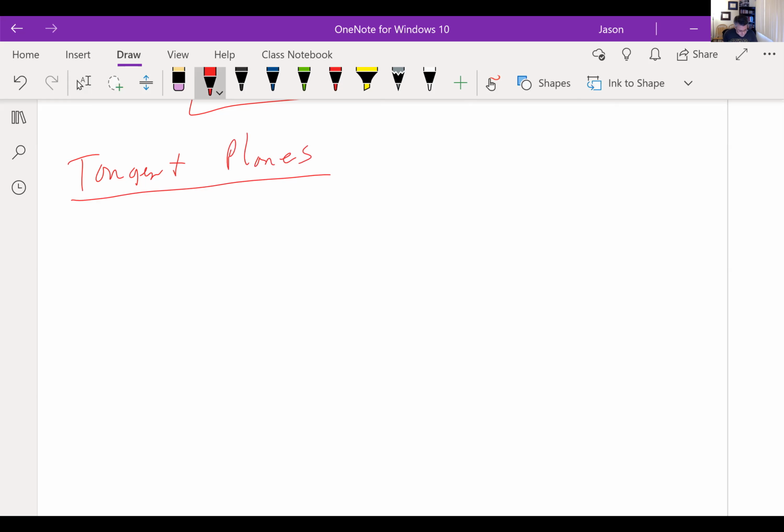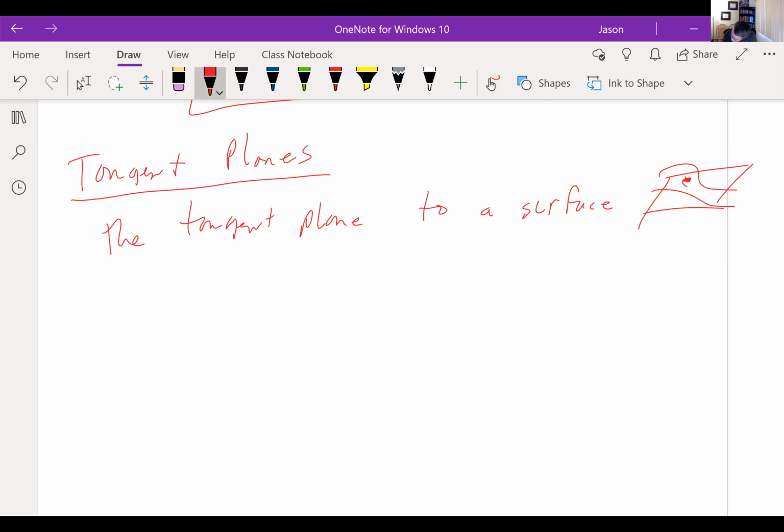Tangent planes. Okay, the tangent plane to a surface. So we have the surface, and then we have a point, and then we have a plane that's tangent to the surface at that point. The tangent plane to the surface contains the tangent vectors.